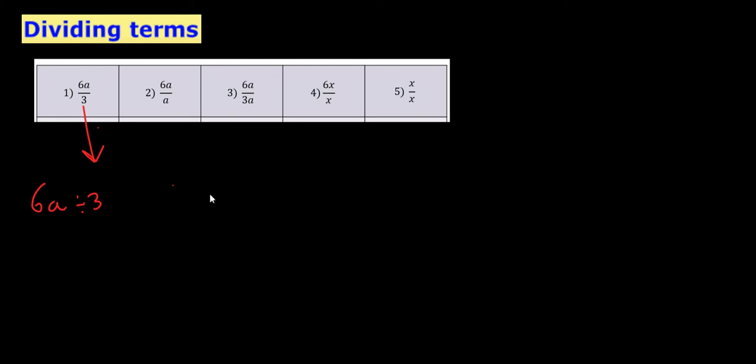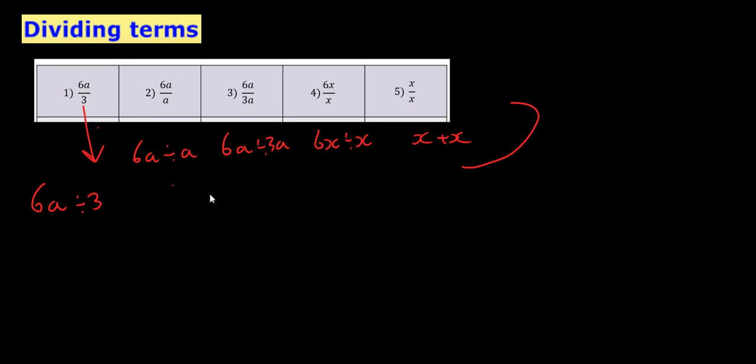Now, I want you to pause the video and write 2 to 5 using the division sign. So basically, you're writing these quotients in a different way. Off you go. Okay, so hopefully you've done that now. So that is 6a divided by a, 6a divided by 3a, 6x divided by x, and then we've got x divided by x.